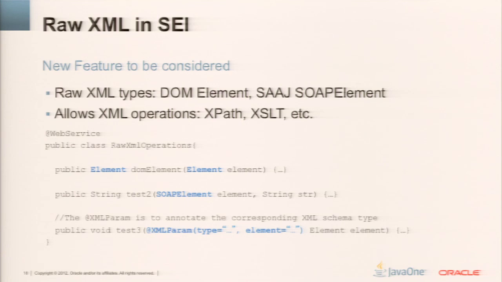And that's why we came up with another idea: you implement the web service as you did before, in the SEI style, but it allows you to use DOM element and SAAJ element, and also other potential XML types in your SEI, so that you can do both. You can have strongly typed parameters and return types, and also XML parameter and return types.